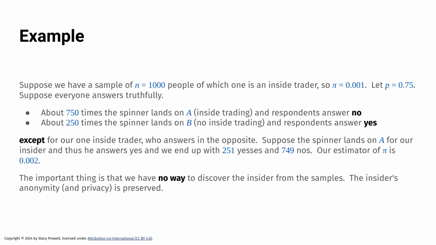The important thing is that we have no way to discover the insider from all the data we have. We have this pile of data, but we can't. Data would seem to indicate that there's likely to be at least one, maybe two insiders in the population, but we can't say who they are. The insider's anonymity and their privacy is preserved.